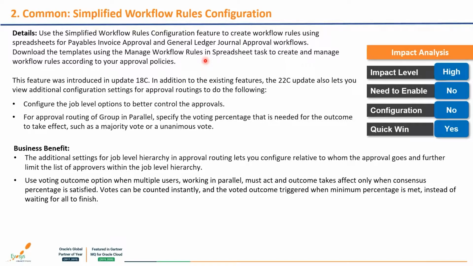The second update is about parallel approval of a group. In parallel approval, we mention the minimum voting percentage that is required to trigger the desired outcome. Now, Oracle will be checking this process in real time. The system will not wait for all the participants to finish their voting. As and when the minimum percentage is met, the voted outcome will be triggered. So these are the two updates that we had for workflow rules configuration through spreadsheet.